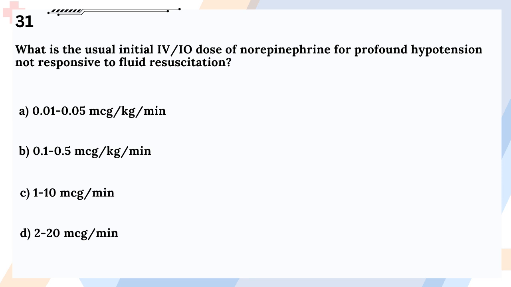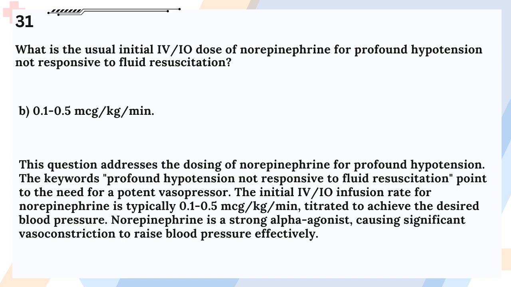Answer: B. 0.1-0.5 mcg/kg/min. This question addresses the dosing of norepinephrine for profound hypotension. The keywords "profound hypotension not responsive to fluid resuscitation" point to the need for a potent vasopressor. The initial IV/IO infusion rate for norepinephrine is typically 0.1-0.5 mcg/kg/min, titrated to achieve the desired blood pressure. Norepinephrine is a strong alpha agonist, causing significant vasoconstriction to raise blood pressure effectively.